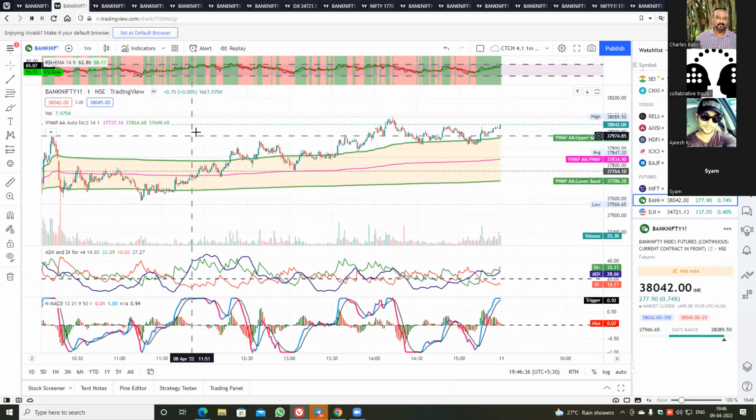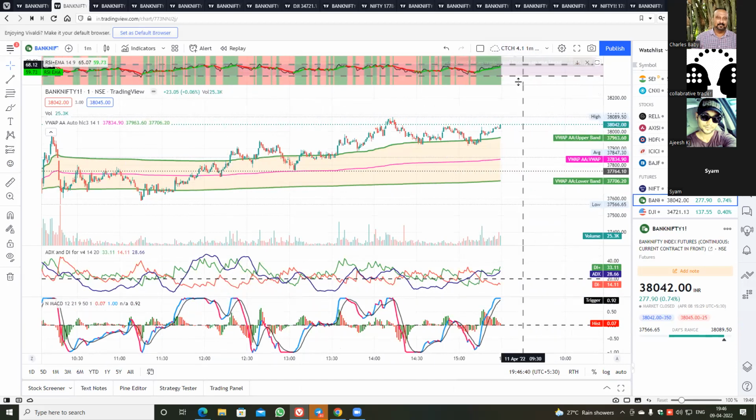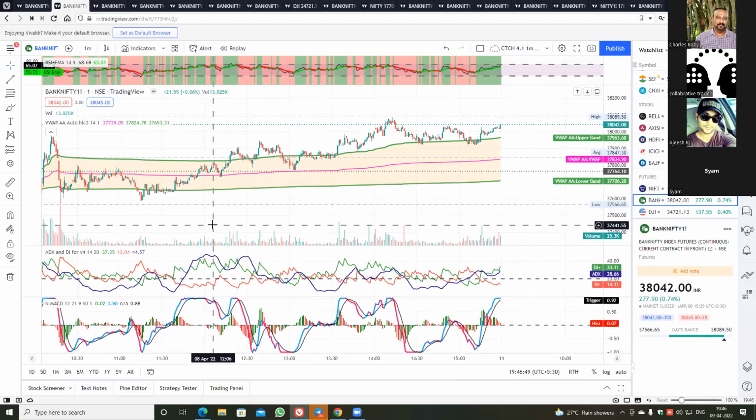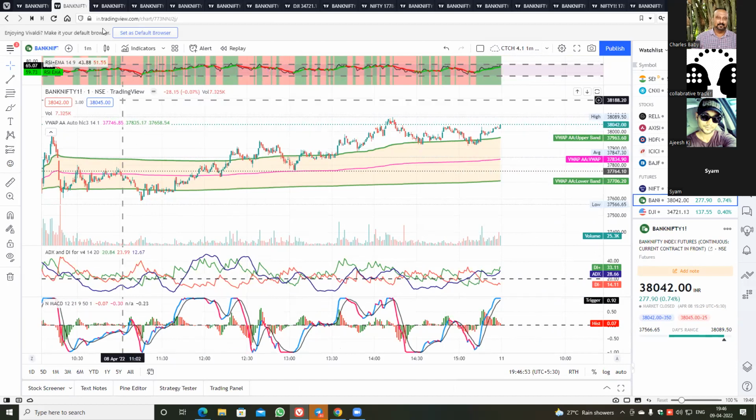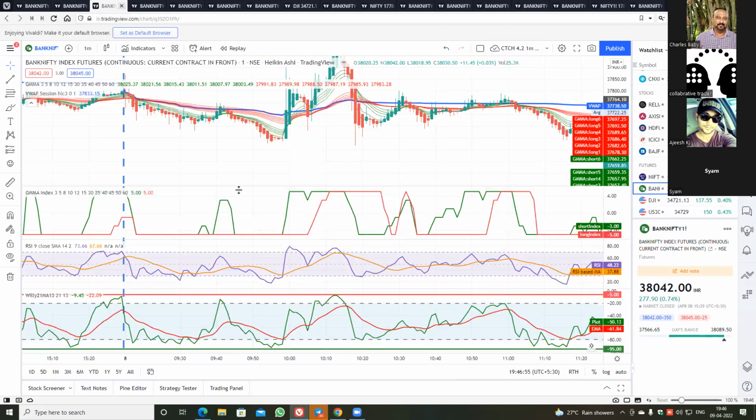These are the 5 indicators we are using for the 4.1 template. It is used on the 1 minute chart with candlesticks. Okay, let me go to the next, the 4.2 indicator. Here also we have 5 indicators in 4.2.